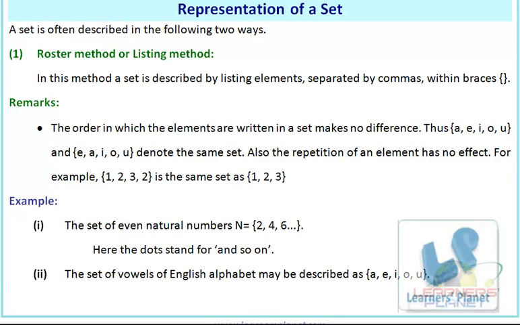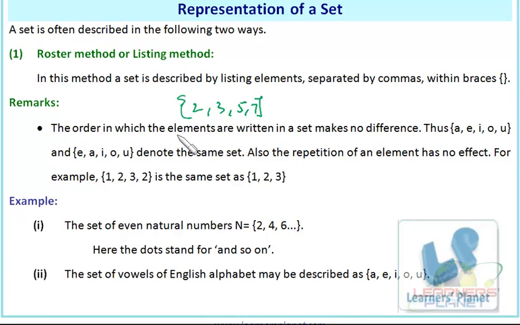Now how do we represent a set? A set is often described in the following two ways. One is the Roster method or listing method, and in this method a set is described by listing elements separated by commas within curly brackets. Right, say the first 3 prime numbers, that is 2, 3, 5. So this is the set of first 3 prime numbers. And if we want the prime numbers less than 10, we can include 2, 3, 5 and 7, right? So this is a set, and this is the Roster method to present the set.